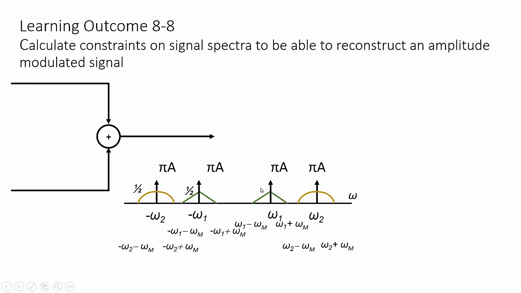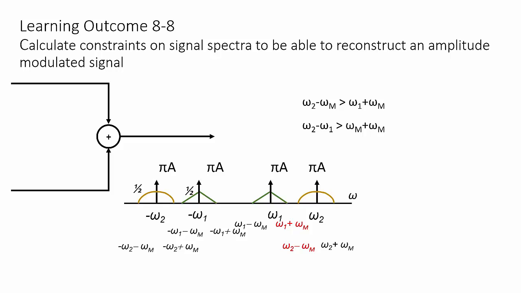What are the constraints to make this work? Let's in particular look at these two. Omega 1 plus omega m is a frequency here. Omega 2 minus omega m is a frequency here. These guys will not interfere if omega 1 plus omega m is to the left of, or less than, omega 2 minus omega m. You do some algebra. So long as the distance between these two carrier frequencies is greater than the total bandwidth each shares, then we'll be okay and they will not interfere.